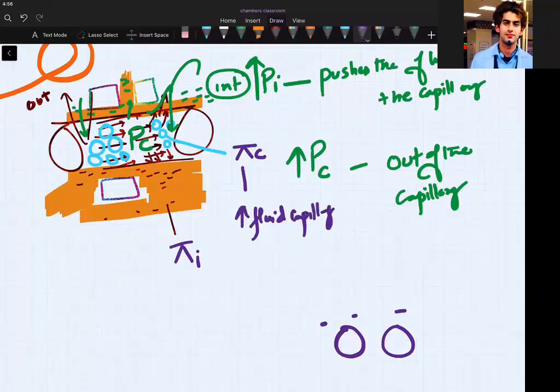Same way, if I say I have increased the interstitial oncotic pressure, what should you think? Is it increasing the interstitial fluid or decreasing the interstitial fluid? Will the interstitial fluid increase or decrease?